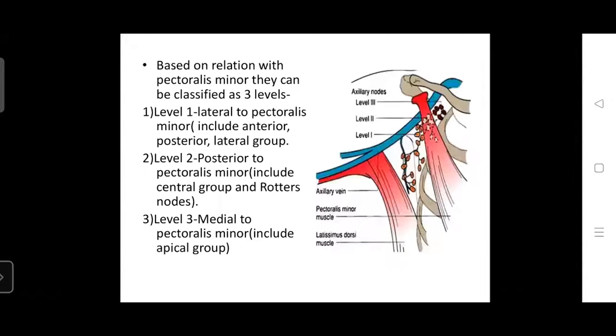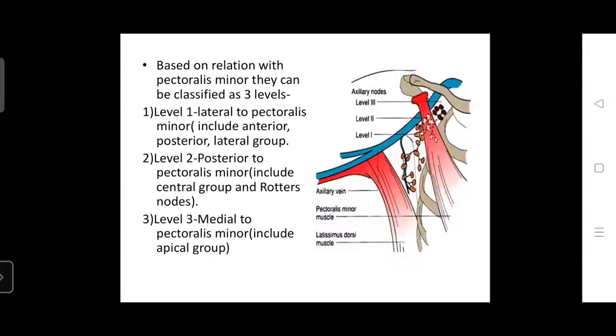Based on the relation of the pectoralis minor, the lymph node levels can be classified into three levels. This is of importance in lymph node dissection for breast malignancies. Level 1 lymph nodes are defined as lymph nodes which lie lateral to the pectoralis minor. These include the anterior or pectoral group, posterior subscapular group, and lateral or the brachial group.